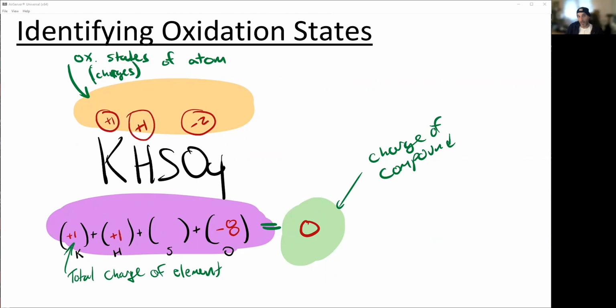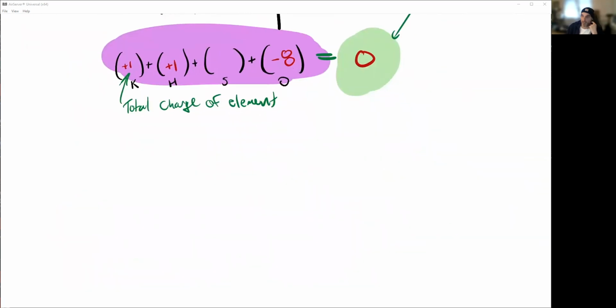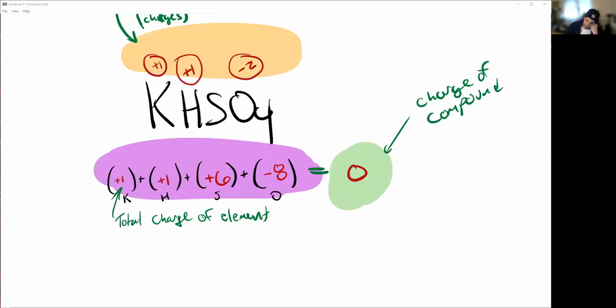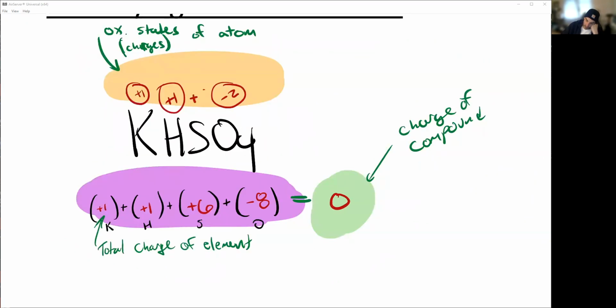So now we've gone through everything. We have nothing left. We have just sulfur remaining. So the question is, what does sulfur have to be? And generally what I tell you to do is look at this math. According to this math, what does sulfur have to be in order to make that true? Well, sulfur has to be +6 in order to make that true. There's one sulfur. So sulfur has an oxidation state of +6, and we're done. The last one, we have to use everything else around it to identify what it actually is.